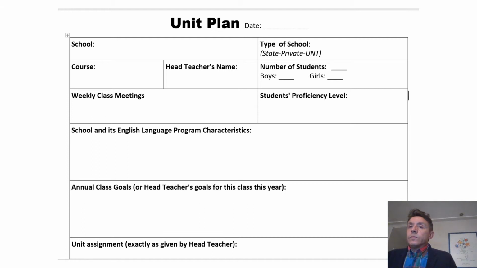Also, you need to complete the school and the English language program characteristics.